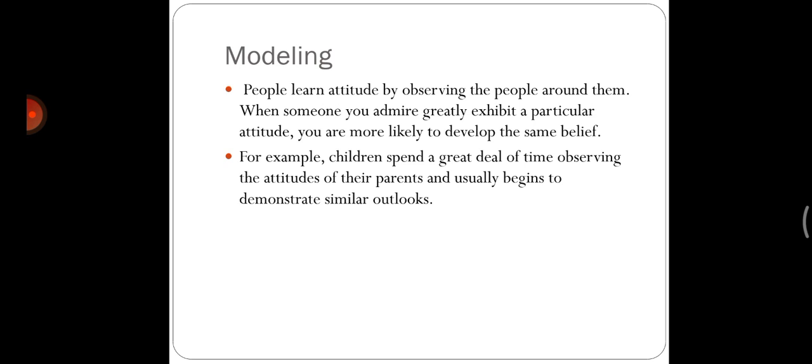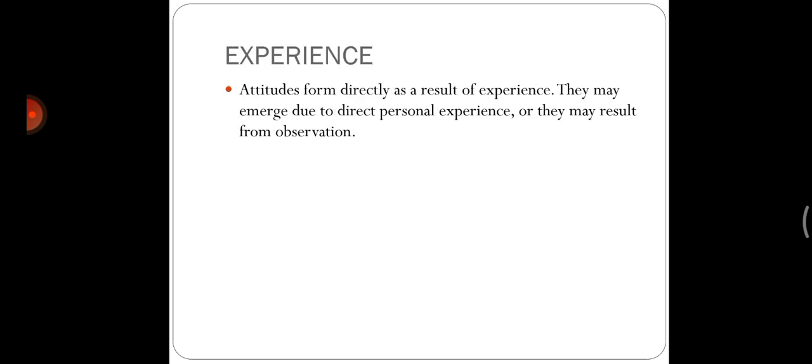Whomever we love, we take some qualities or behavior from them. We just copy from them, and that we call modeling. For example, children spend a great deal of time observing the attitude of their parents and usually begin to demonstrate a similar outlook. This very often happens in everyday family life. Children from a younger age observe the attitude of their parents and behave in the same manner. So parents should be very careful while bringing up their children, because this will influence the attitude and character of the children's behavior.